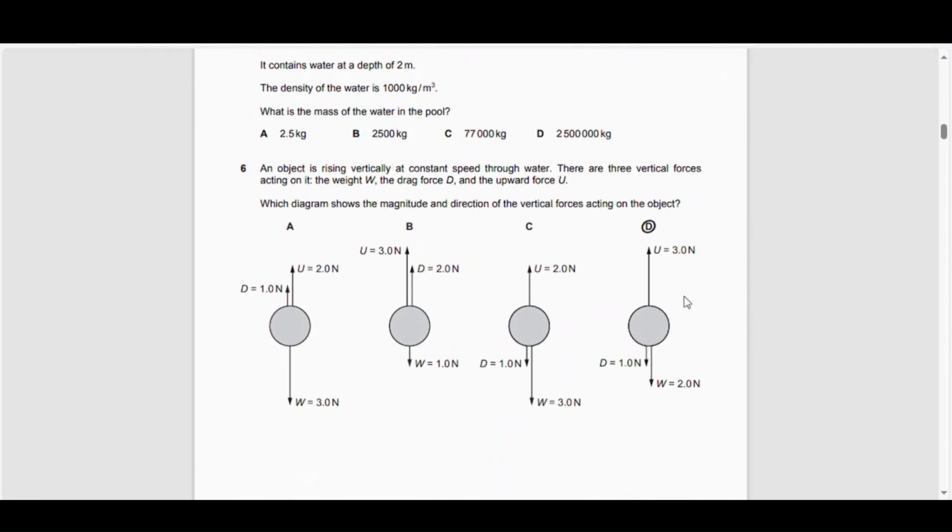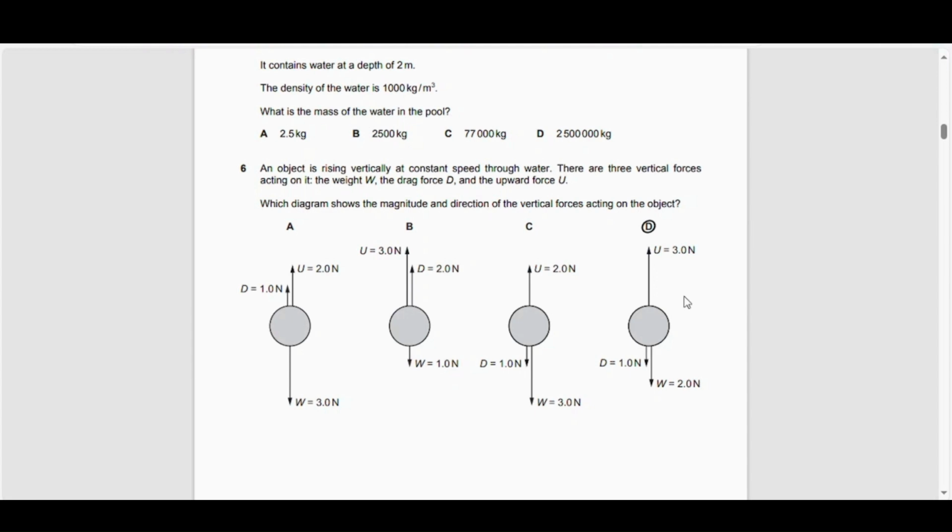So look at question 6. An object is rising vertically at constant speed through water. Constant speed meaning no net force. There are 3 vertical forces acting on it: the weight, the drag force, and the upward force. So which diagram shows the magnitude and direction of the vertical forces acting on the object?